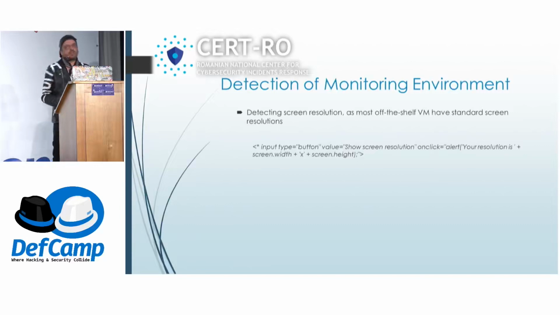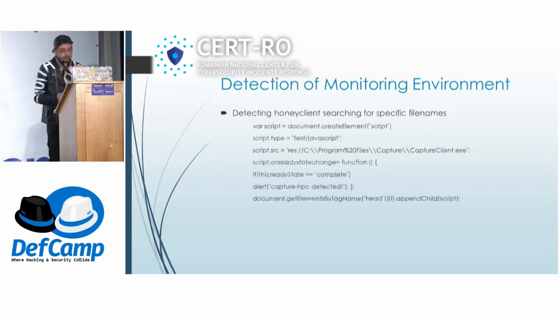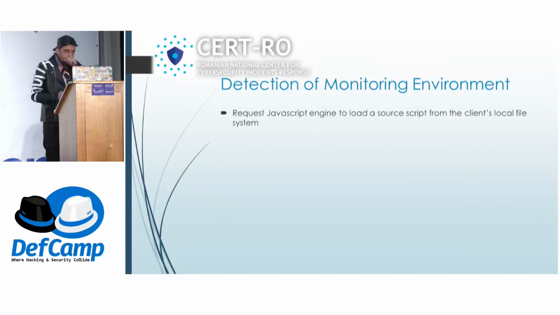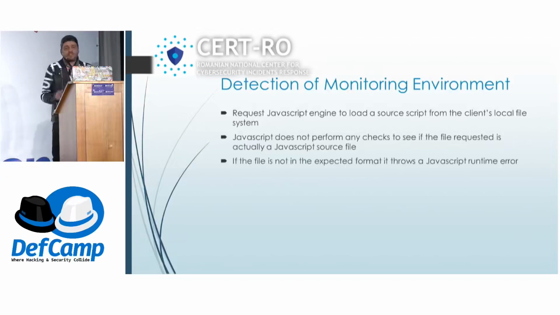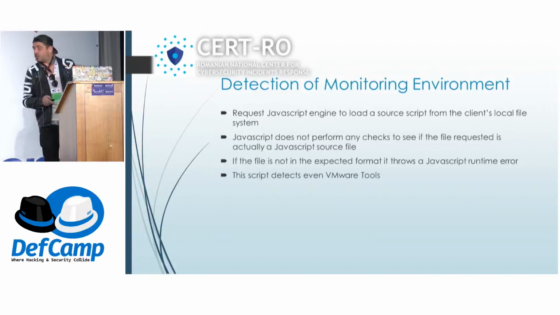This can be easily verified in JavaScript with this small snippet of code. Also, there is the possibility of detecting the honey client by searching for specific file names. Here, it requests the JavaScript engine to load the source script from the client's local file system. JavaScript did not perform any checks to see if the requested file is actually a JavaScript source file. If the file is not in the expected JavaScript format, it throws a JavaScript runtime error. This script can even be used to detect VMware tools.